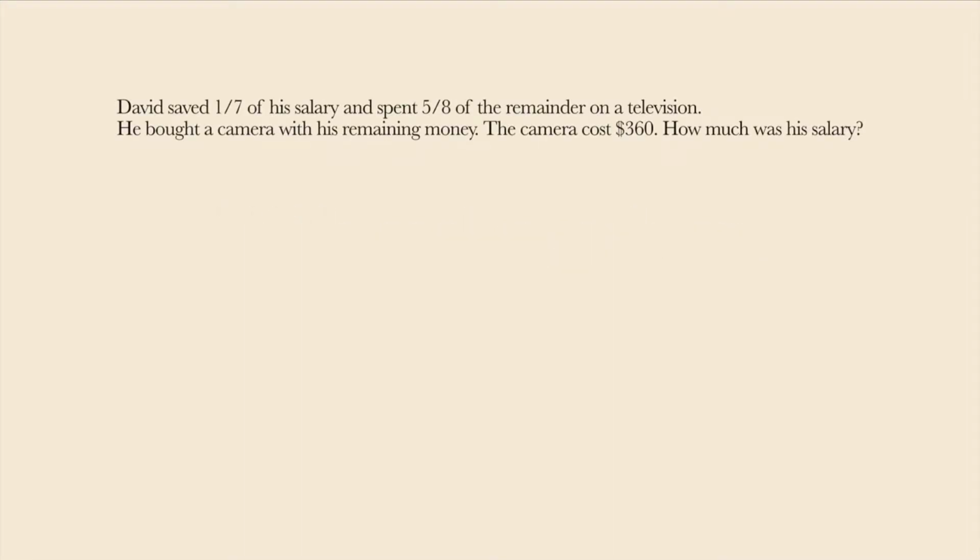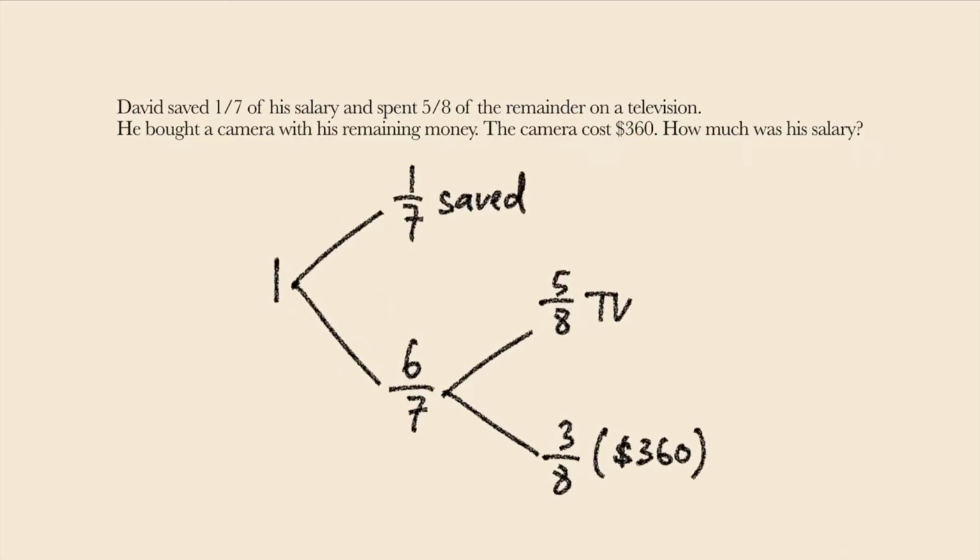David saved 1/7 of his salary and spent 5/8 of the remainder. So far, quite familiar, yeah? He bought a camera with his remaining money and it cost $360. So this is where the real number comes in. The diagram looks the same, 1/7 saved, which means 6/7 remaining. Of this remainder, 5/8 on the TV. If this is 5/8, the bottom branch has to be 3/8 to form 8/8, one whole. And we are told that he bought a camera with this, and it cost $360 actual dollars.